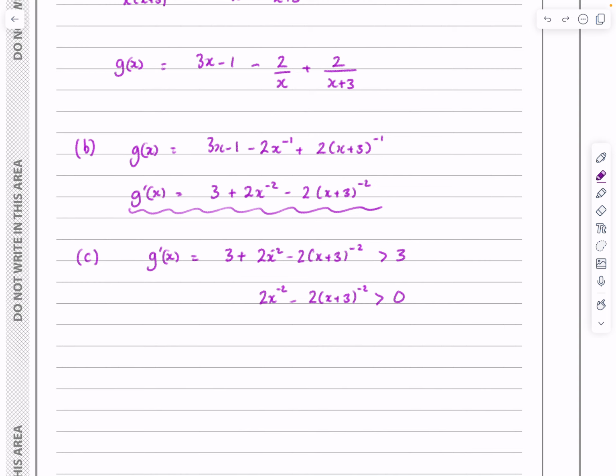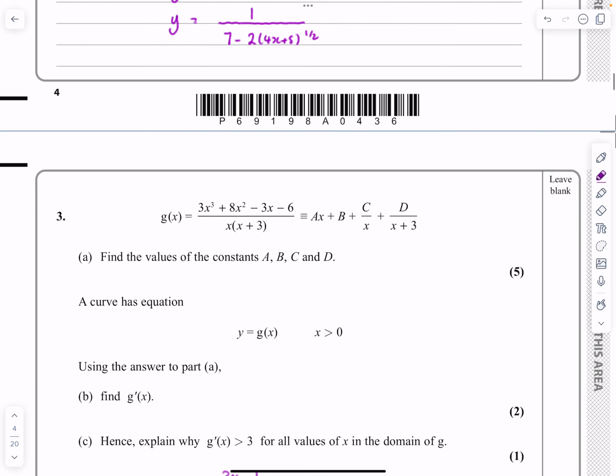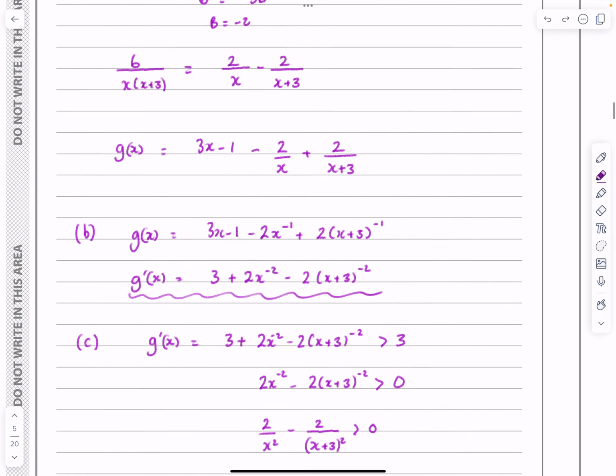Which gives me, if I write these properly now, 2 over x squared minus 2 over (x plus 3) squared has to be greater than 0. Or in other words, 2 over x squared has to be greater than 2 over (x plus 3) squared. Now we could do quite a bit of extra work here, but is this worth 1 mark? Where are we? Yeah, it's only worth 1 mark there. So you think, I don't want to be doing much more than this.